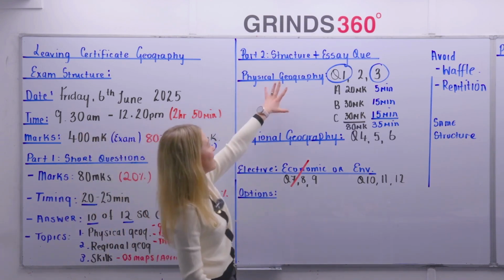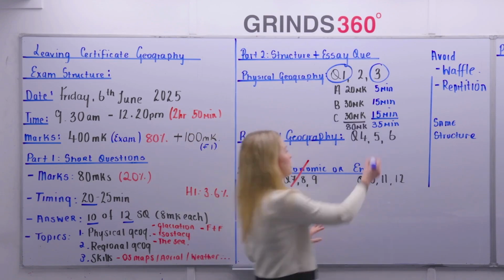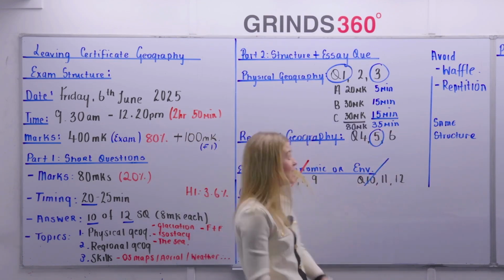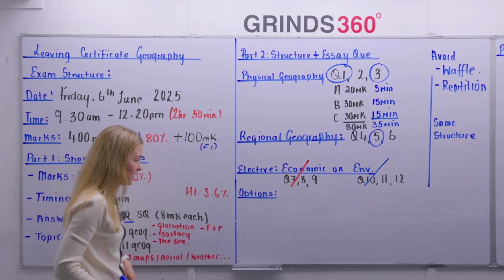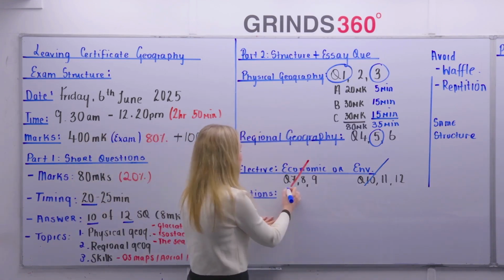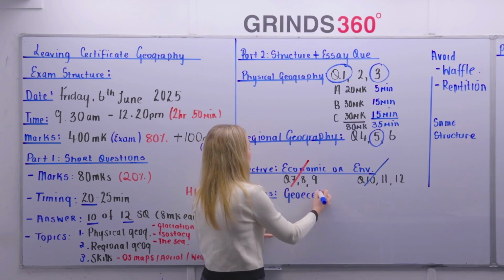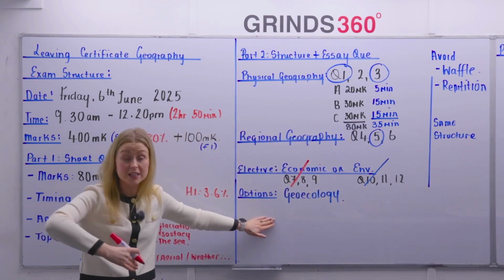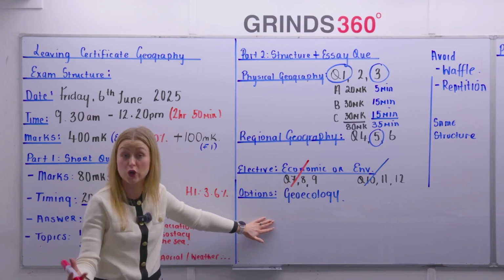Now, let's say I answer 2 physical, 1 regional. I'm personally not going to go for my economic. You might be going for that. And then I go for my option here. Most students will go for an option. The most popular option is geoecology. Geoecology, culture and identity, global interdependence, whichever one you're going for there.